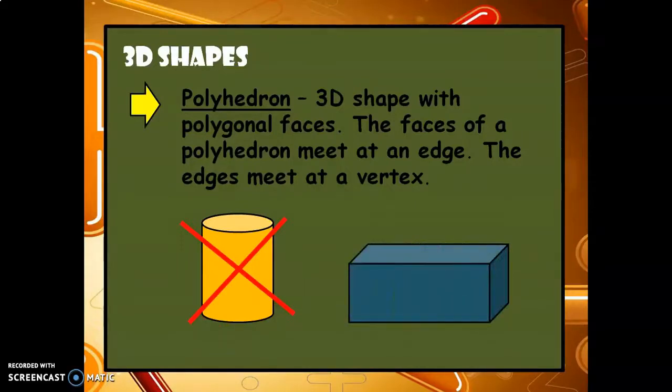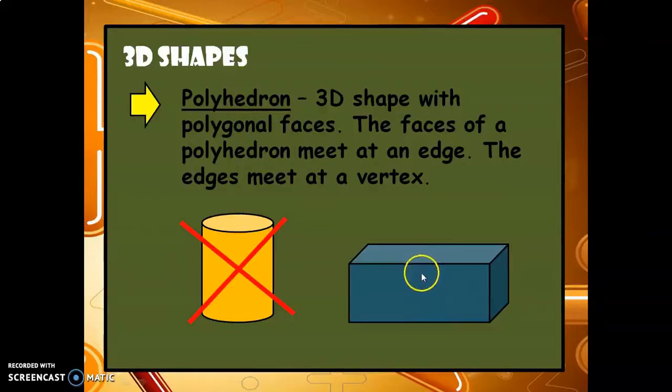Now in contrast, this next 3D shape is an example of a polyhedron. We are familiar with this 3D shape, which is called a cuboid. This cuboid is a polyhedron because all the faces are polygons, right? As you can see there, you have two opposite faces which are both squares, and the rest of the faces are rectangles, which are both polygons. So cuboid is an example of a polyhedron.